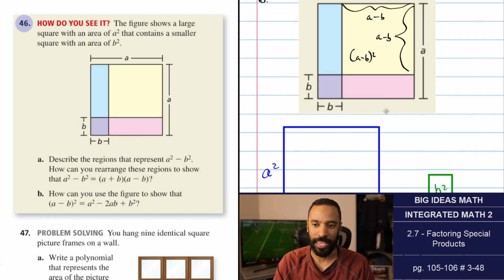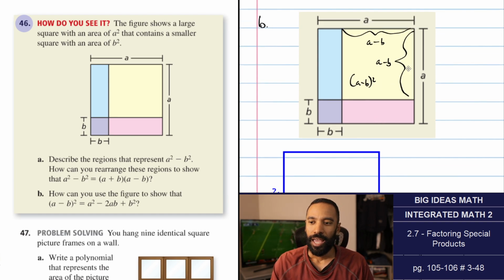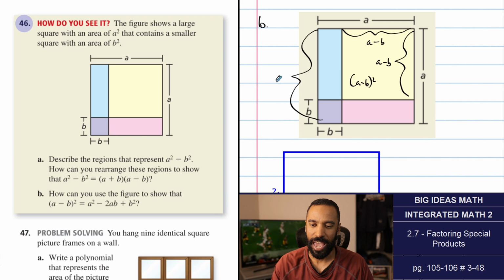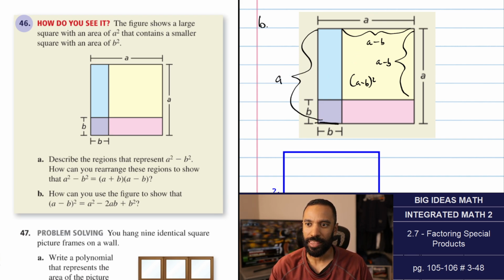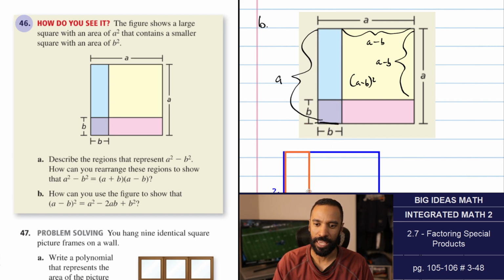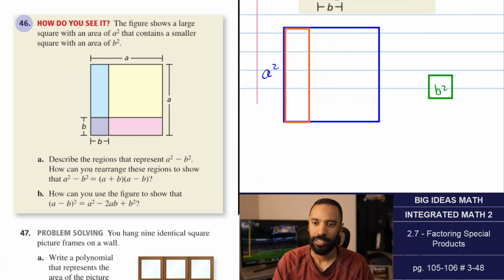A times B, oh yeah, that'll work. A is not just the length on this side, but also the length on this side. So this whole thing is A. If you multiply it with B right here, then you get this longer rectangle. This longer rectangle, I'm going to use orange. So this longer rectangle is an A times B. So there's that AB area right here.